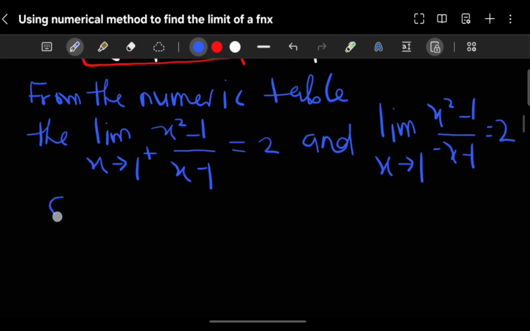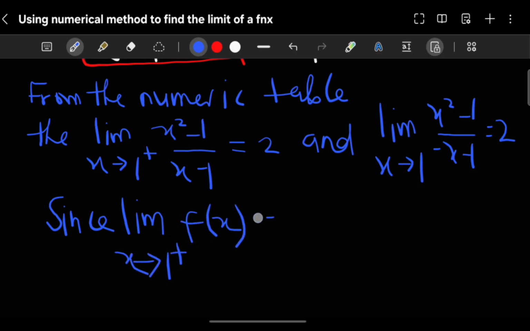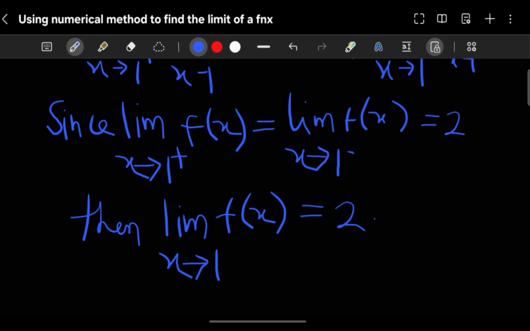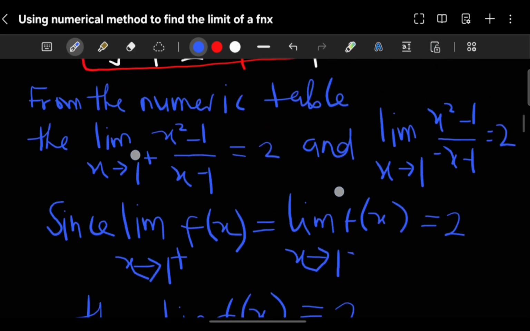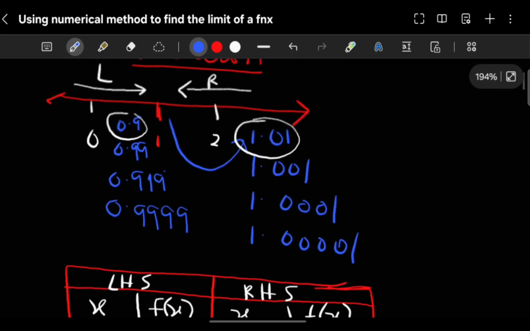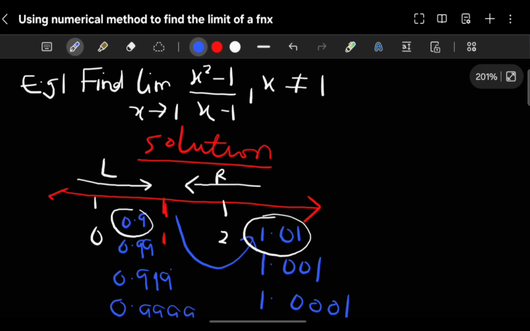So we say that since the limit as x approaches 1 from the right-hand side of f of x is the same as the limit as x approaches 1 from the left-hand side of f of x, because they are both given as 2, then the limit as x approaches 1 of the function itself is also going to be 2. I hope that is clear. So this is how we find the limit of a function using the numeric table. I hope I've made it clear enough.